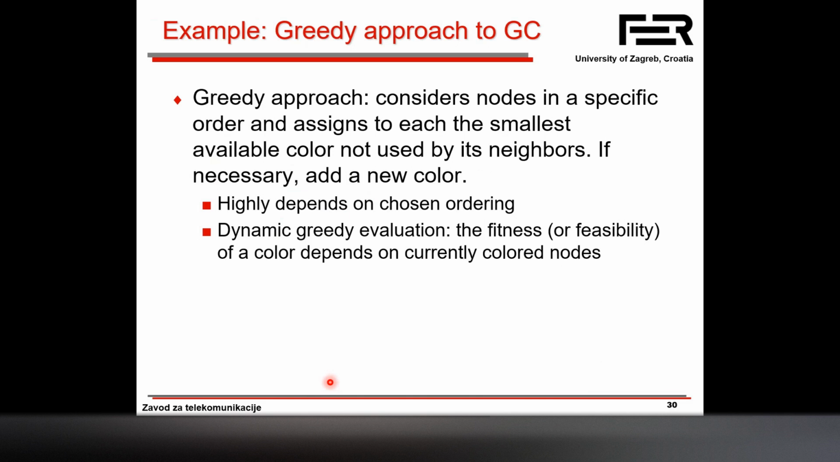One more example: we have a greedy approach to graph coloring. We can look at different greedy algorithms, for example, where we consider nodes in a specific order and simply assign to each the smallest available color not yet used by its neighbors. If necessary, we add a new color. Of course, this will depend highly on the chosen ordering of these nodes. And this is an example of a dynamic greedy evaluation, so the fitness of a color will depend on what we've colored so far.